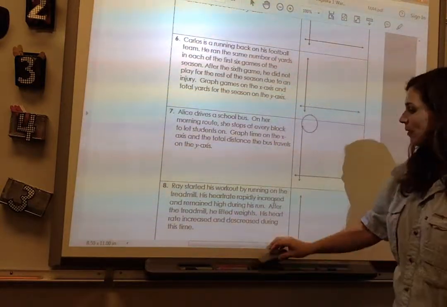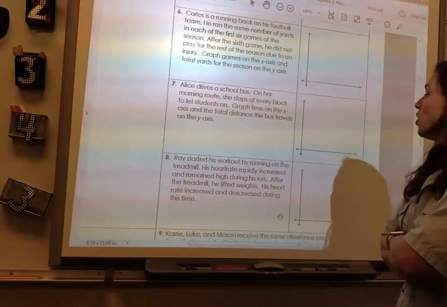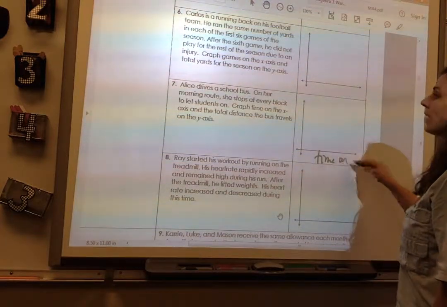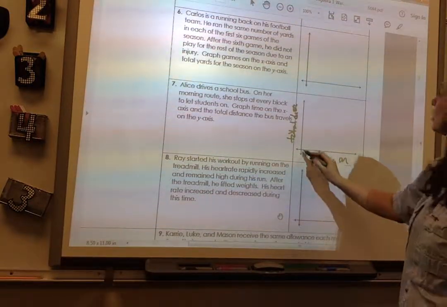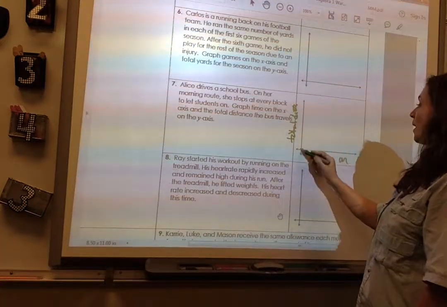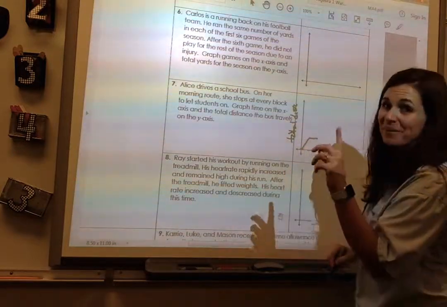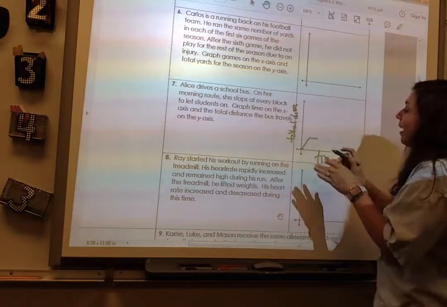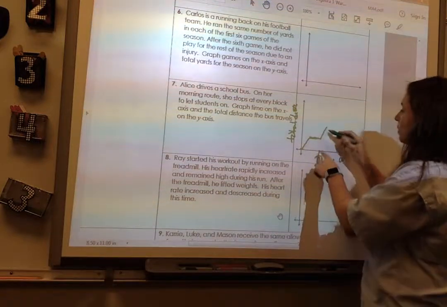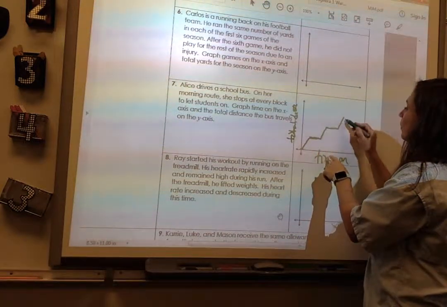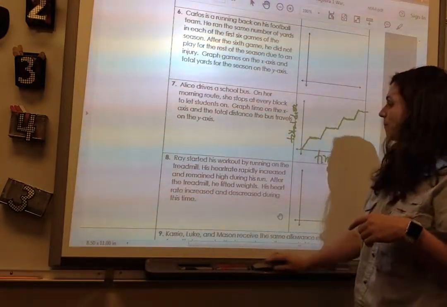All right. Now, it says, number 7, Alice drives a school bus. On her morning route, she stops at every block to let students on. Graph time on the x-axis and total distance the bus travels on the y-axis. So she's starting at 0. Time goes on, and her distance increases, but she stops to pick up a kid. So time's going on, but her bus has stopped, so she's not getting any more distance. And then she goes a little bit more, stops to pick up a kid, goes a little bit more, stops to pick up a kid, goes a little bit more, and stops to pick up a kid. So that's what her graph is going to look like.